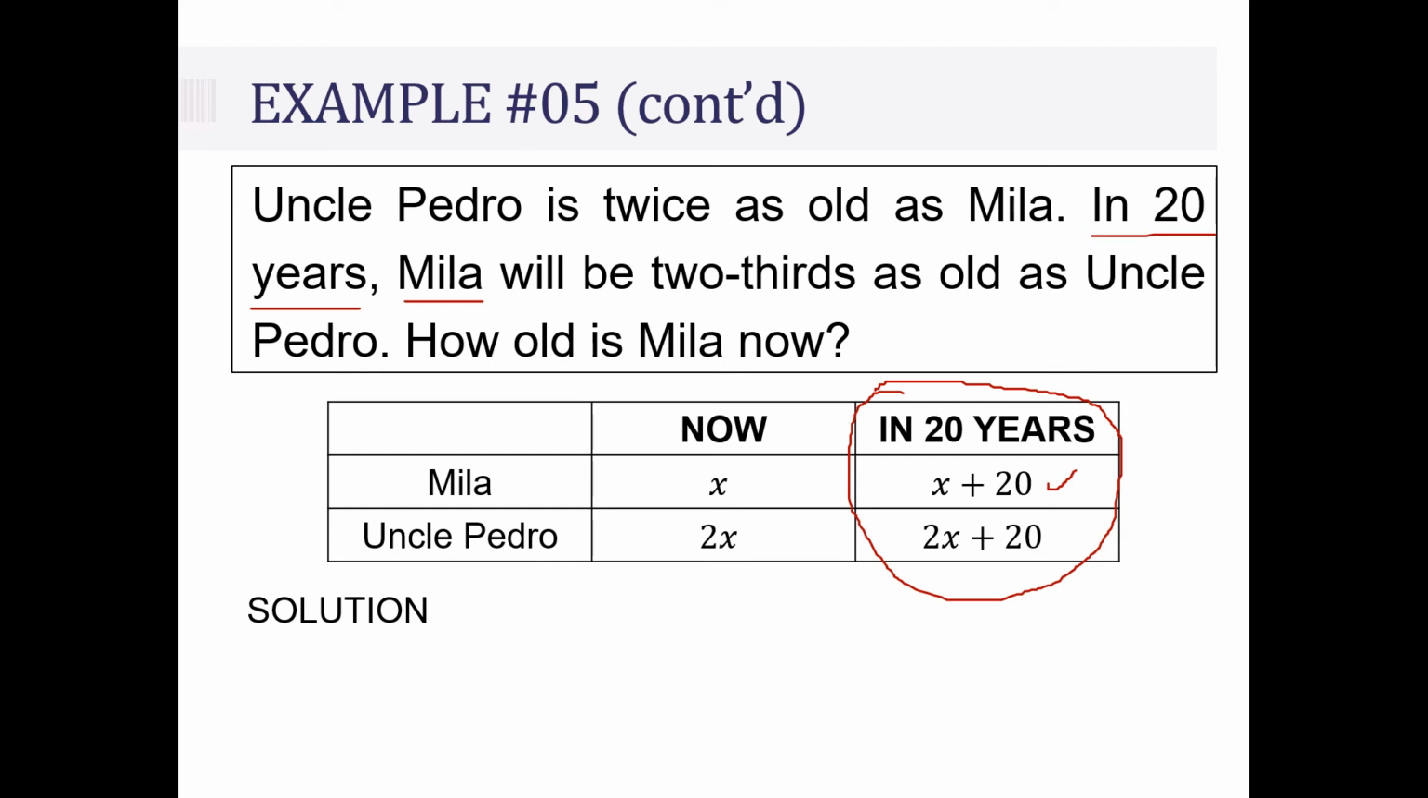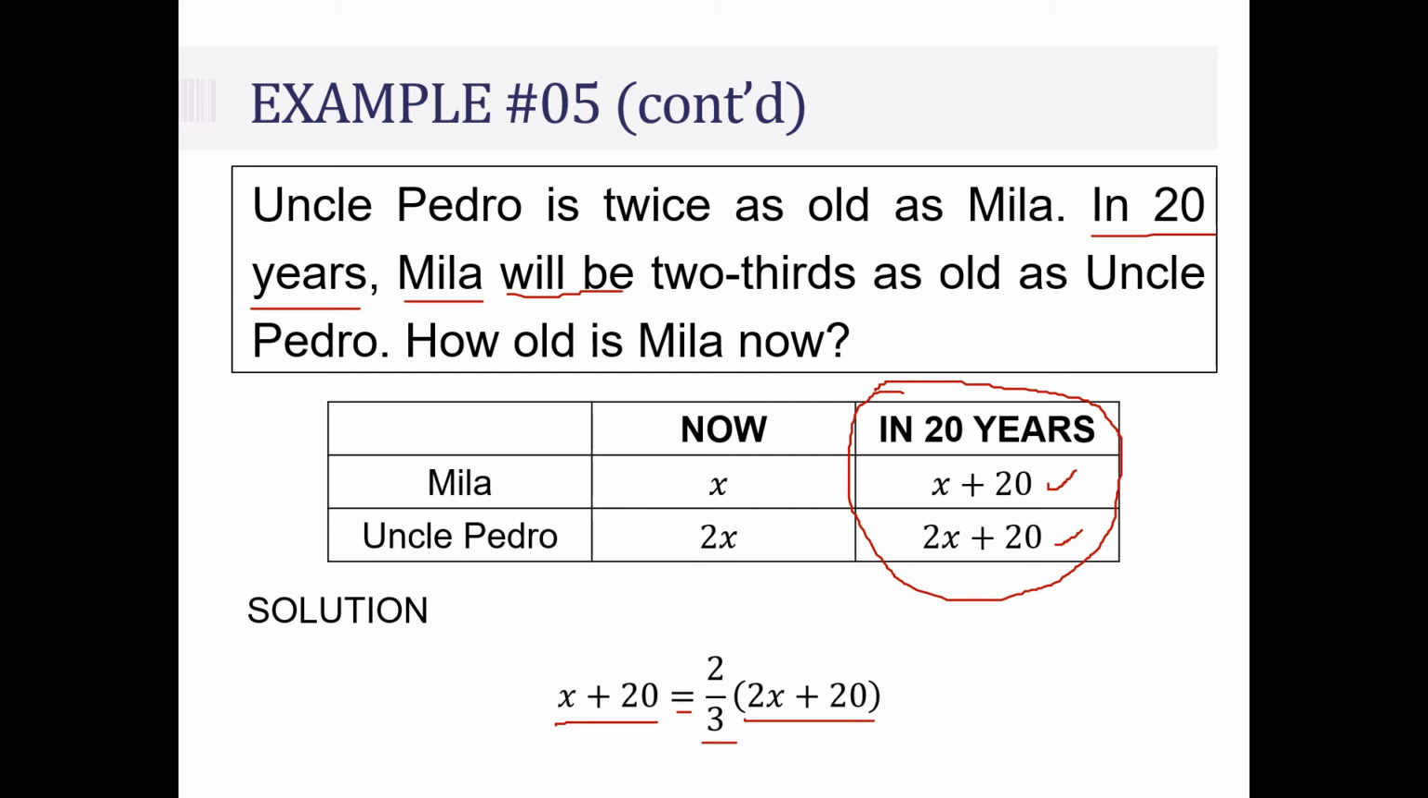Okay? Mila will be means equals, okay, 2/3. Alam natin 2/3 is just 2/3. As old as Uncle Pedro. Ito namang age ni Uncle Pedro in 20 years. Kasi sabi kanina in 20 years. So doon tayo titingin. So magiging ganito siya. In 20 years, dito tayo tumingin sa 20 years. Mila, ito yung age ni Mila in 20 years, will be 2/3 as old as Uncle Pedro.